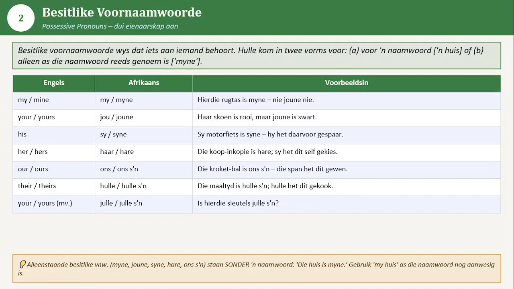These are possessive pronouns. Besitlik or besit means that you own something. So that's why it is the one for possessive pronouns. So when you own something, you need to refer to it as yours, right? So those are examples like my and mine, your and yours, his, hers, ours, theirs, and yours. So anything that you own or that a person owns, that will become a possessive pronoun.